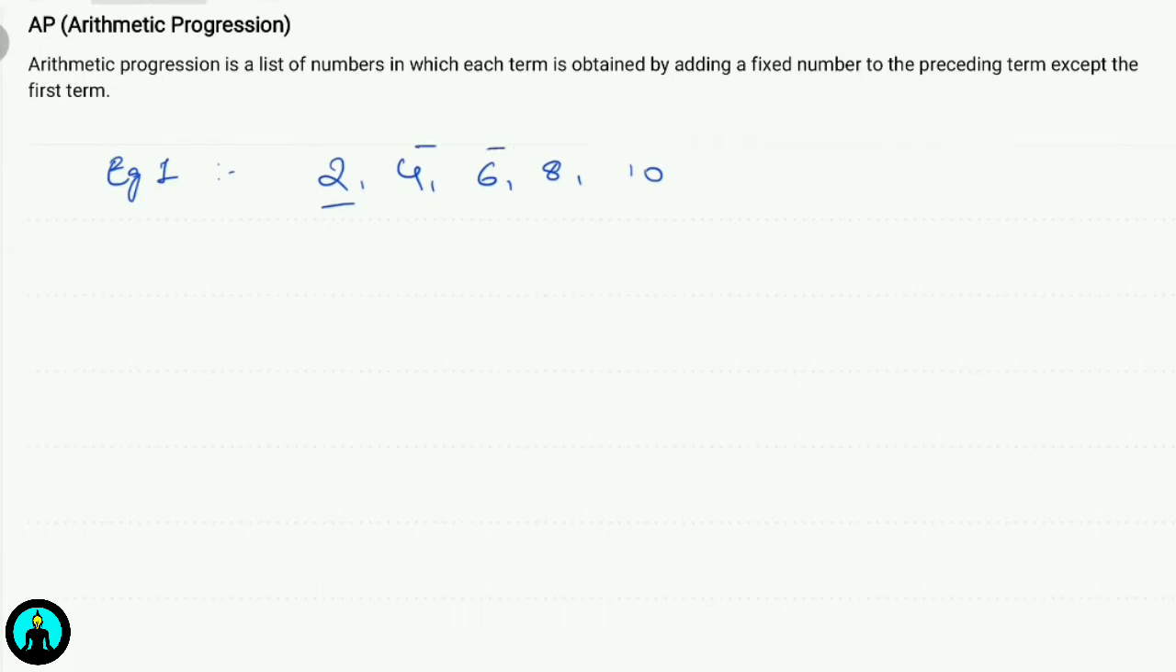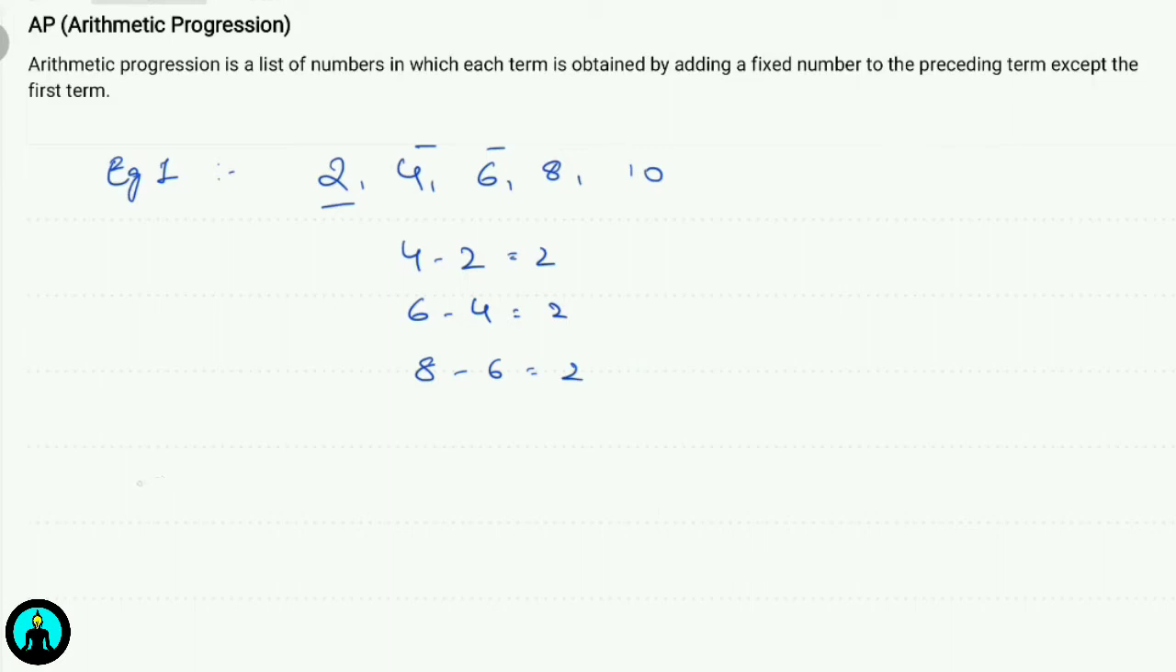Similarly for 6, 4 will be the preceding term. So the difference between a number and its preceding term, that is 4 minus 2, is equal to 2. Similarly, 6 minus 4 is equal to 2 and 8 minus 6 is equal to 2. So this 2 is nothing but the common difference for this series.